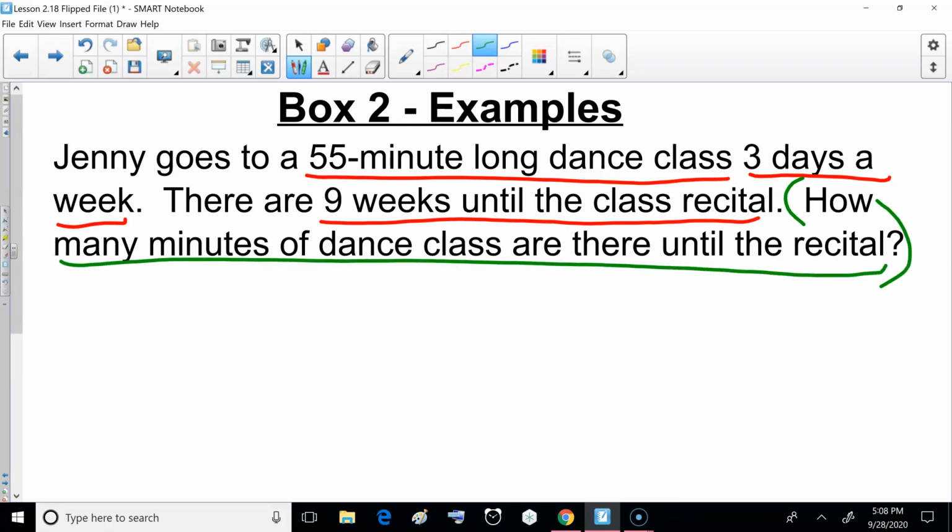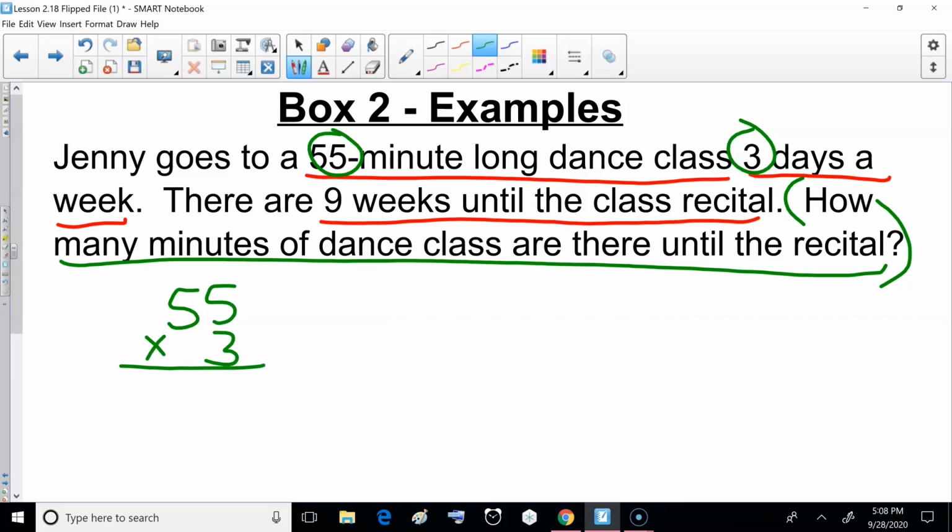All right. So if I can figure out how many minutes there are, I can figure out, first off, how many minutes does she go each week? Because I don't know that yet, but she goes 55 minutes for 3 days. So that means day 1, 55, day 2, day 3. So I'm going to multiply 55 times 3.